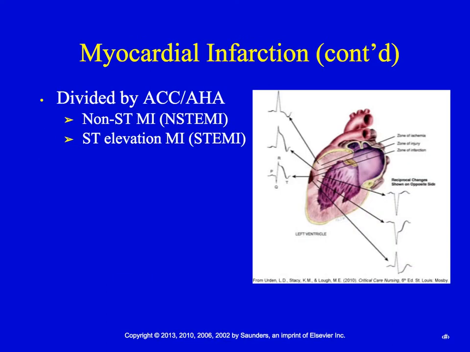So this is a picture that sort of shows the ST elevation that can occur with a STEMI, which is a ST elevation myocardial infarction. And that occurs typically when it's more of a transmural, more of an abrupt blockage that causes changes in the EKG. So this is a little bit hard to see, but this is what I want you to pay attention to here. Zone of ischemia. So we know that ischemia is when the blood supply is beginning to be diminished.